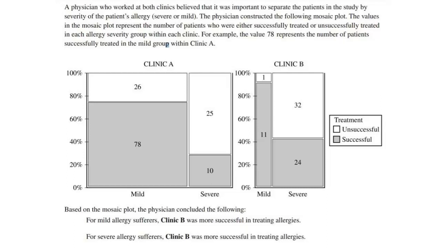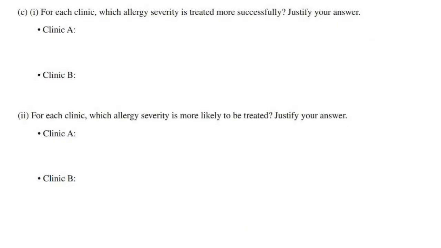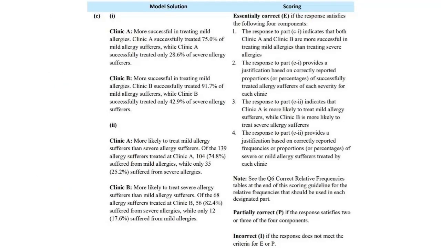All right, based on the mosaic plot, the physician concluded the following. For mild allergy sufferers, Clinic B was more successful in treating allergies. For severe allergy sufferers, Clinic B was more successful in treating allergies. For each clinic, which allergy severity is treated more successfully? Justify your answer. For each clinic, which allergy severity is more likely to be treated? Justify your answer. So model solution.